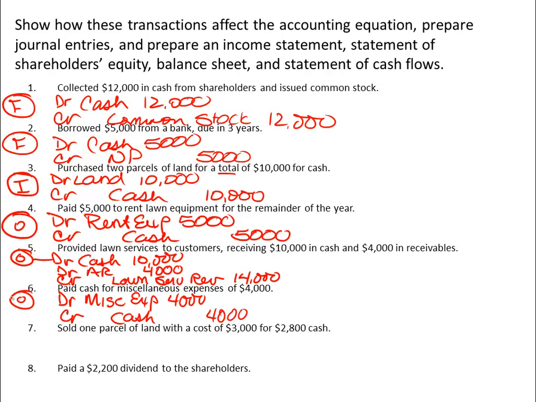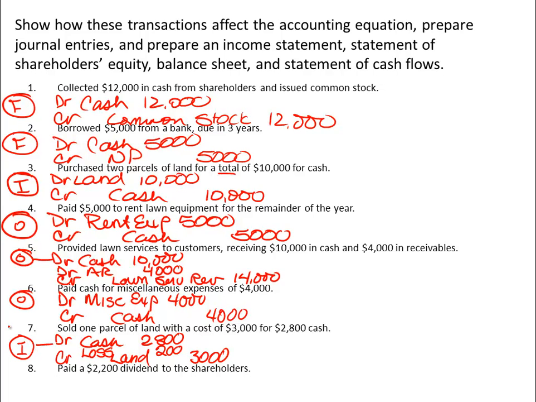In number 7, we sold one of the parcels of land with a cost of $3,000 for $2,800 cash. So I'm receiving cash of $2,800, but my land is being reduced by $3,000, the cost of the land, and that doesn't balance. We need another debit for $200, and since we sold the land for less than we purchased it for, it's a loss. Now, because land is a non-current asset, the cash inflow is an investing activity.